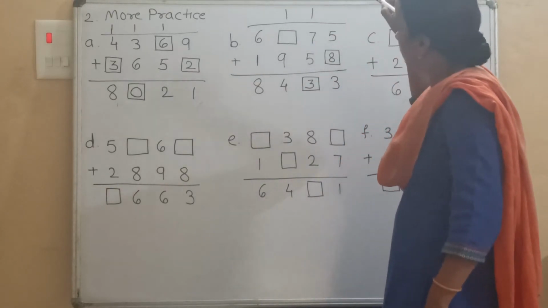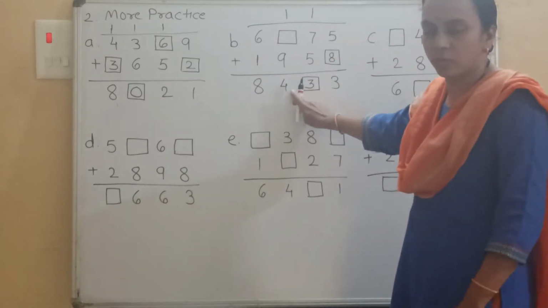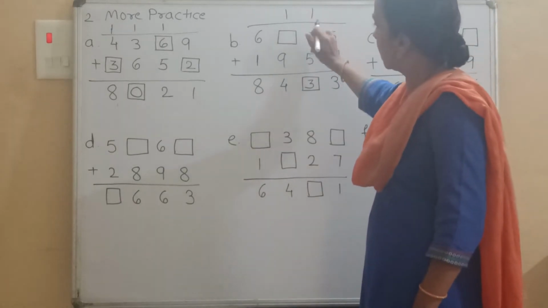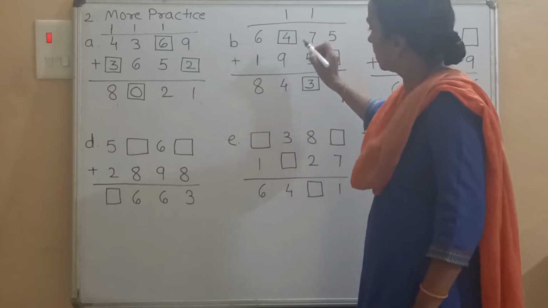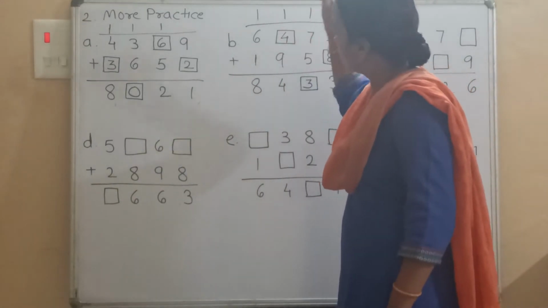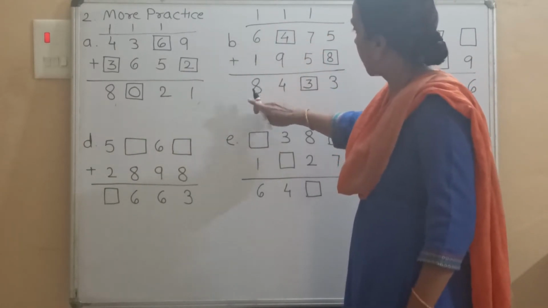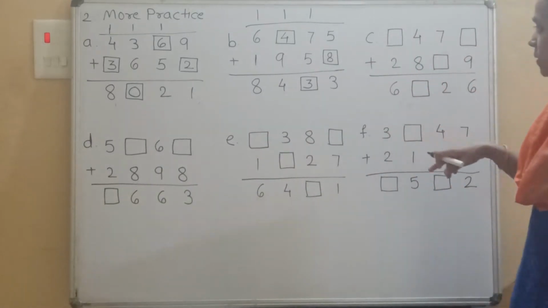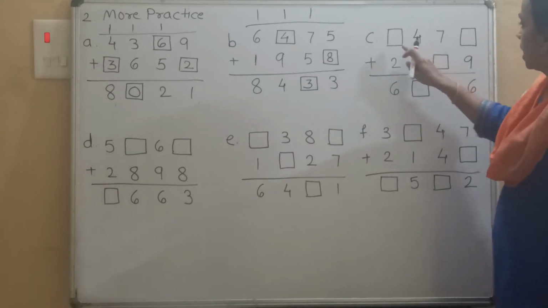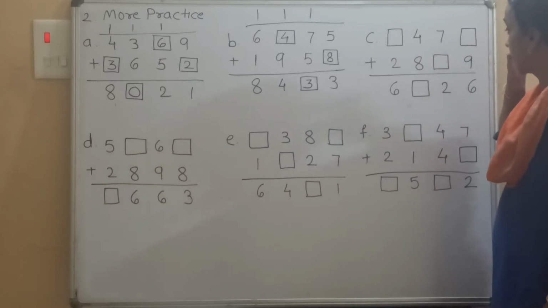Again carry 1. 9 plus 1, 10. 10 plus how much? Then we will get 4. 4 means 14 here. So 9 plus 1, 10. 10 plus 4, 14. So write down here 4. Again 1 is carry here. Then 6 plus 1, 7. 7 plus 1, 8. So what is our answer? 8433. Then C question. Empty box 4, 7, empty box plus 2, 8, empty box 9.